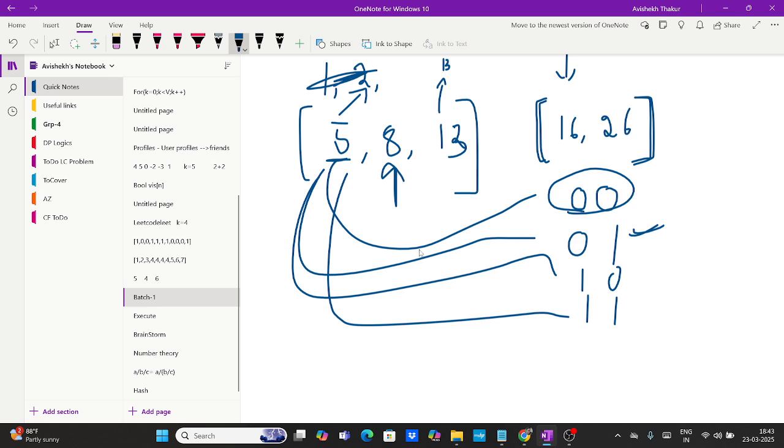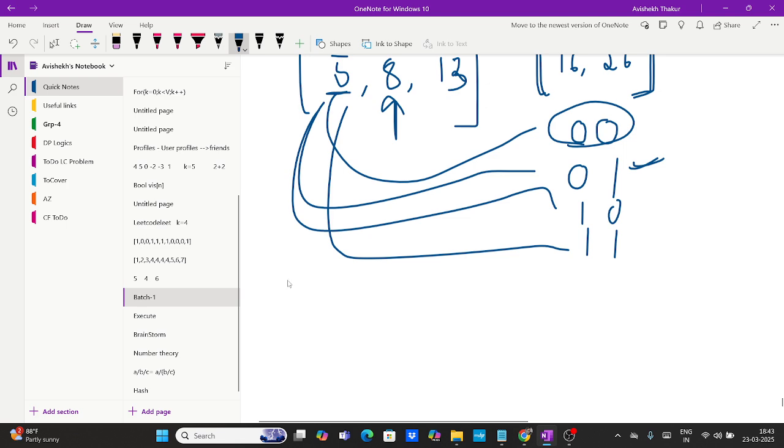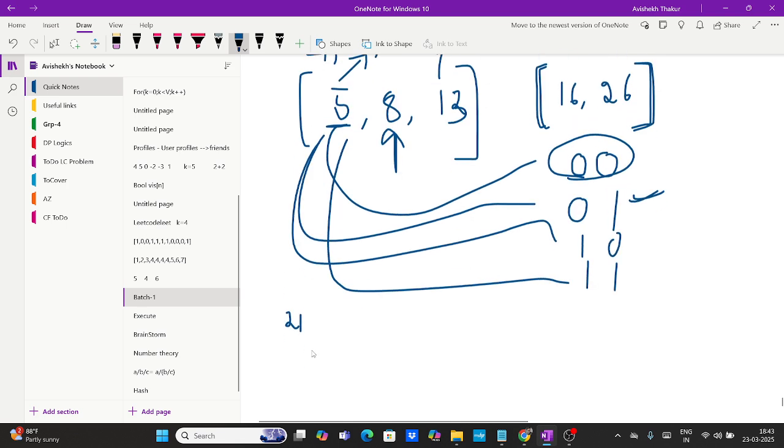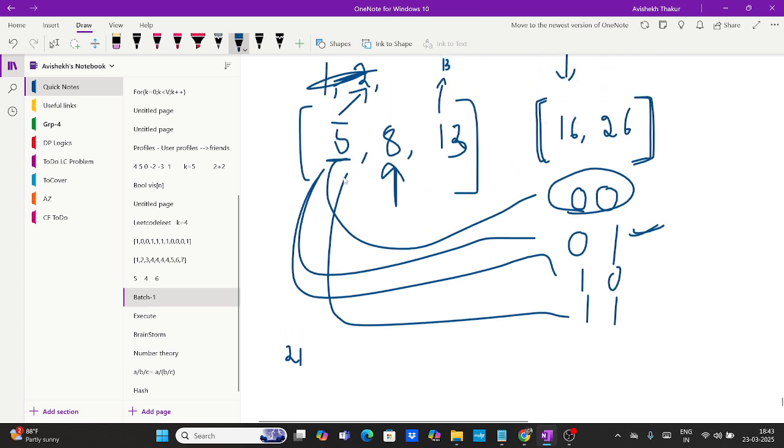21. Yes, 21. So this is one option. Now let's see, how many times should I increment 5 such that it becomes divisible by 16? 11. Now the next important question: how many times should I increment 5 such that both 16 and 26 can divide this number? You are getting my point, right?